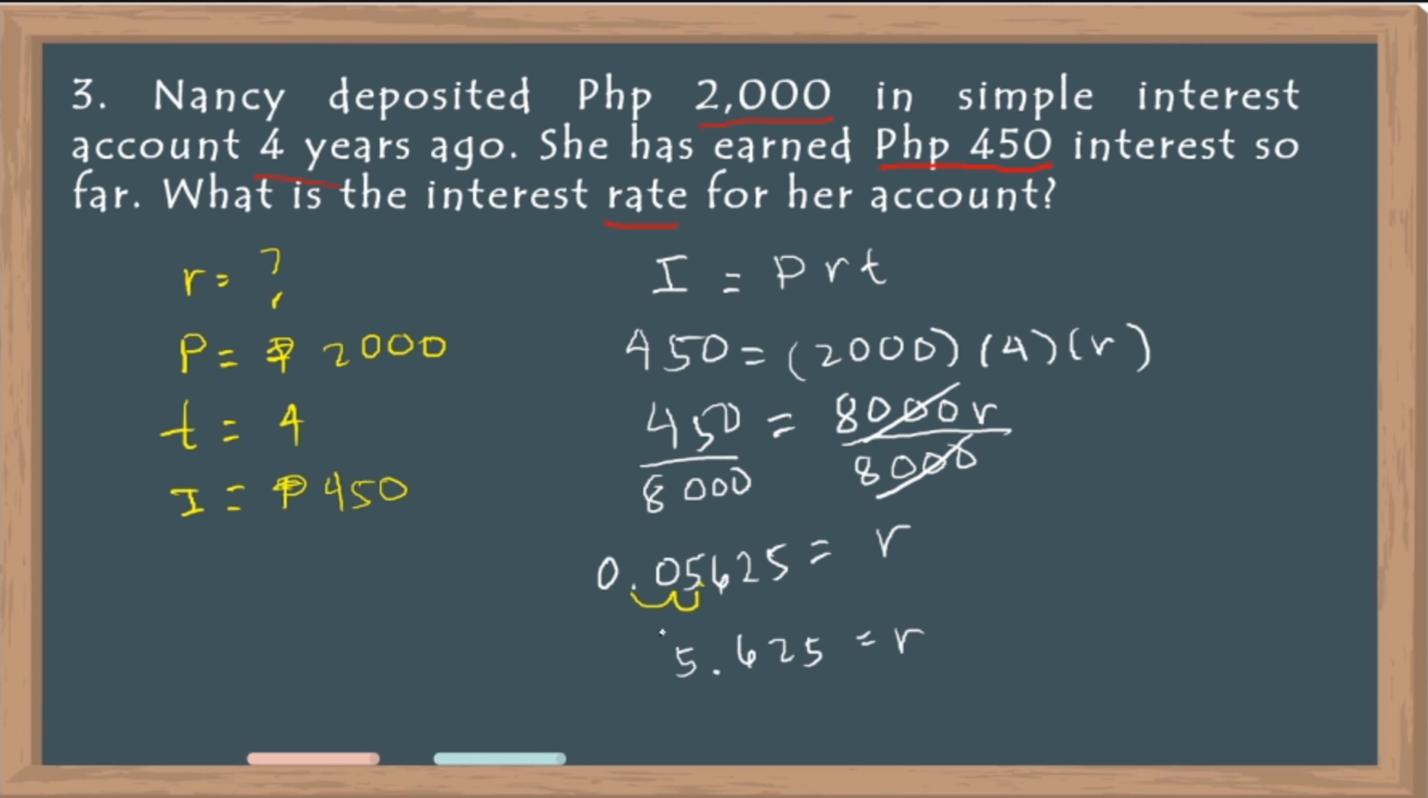Okay lang din naman kahit nandito yung R mo, no? Baliktarin mo. Anyway, they are equal. Dapat may percent. Okay? Kasi kinonvert na natin, no, from decimal to percent. So, this is our answer.